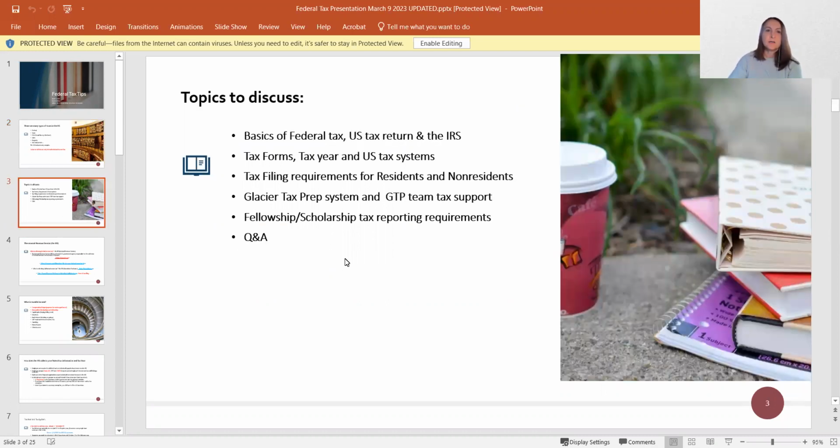And of course, I will cover some basic federal and US tax returns information, forms, tax filing. Especially important, I will cover the difference between residents and non-residents for tax purposes. We'll go over the Glacier Tax Prep system and what help is available. And I'm also going to give you more details about fellowship scholarships based on the questions I receive from students.